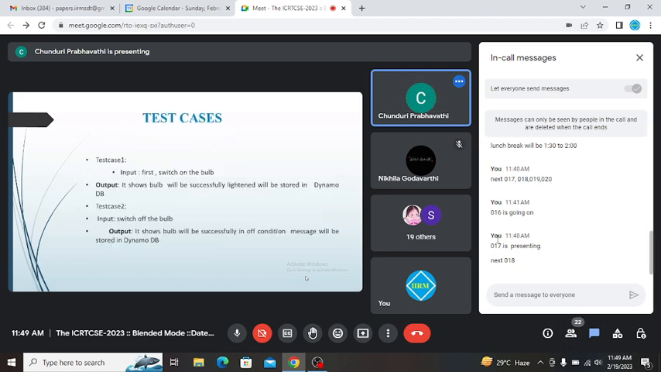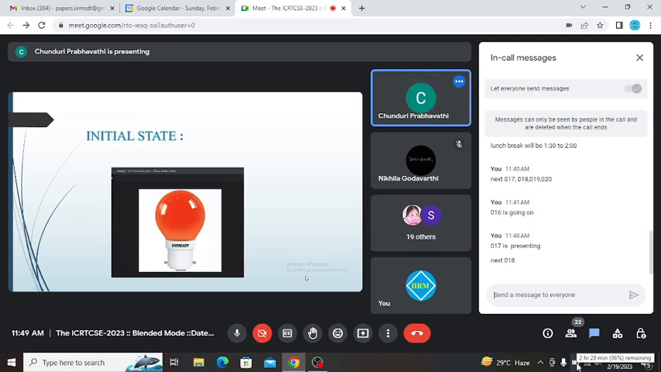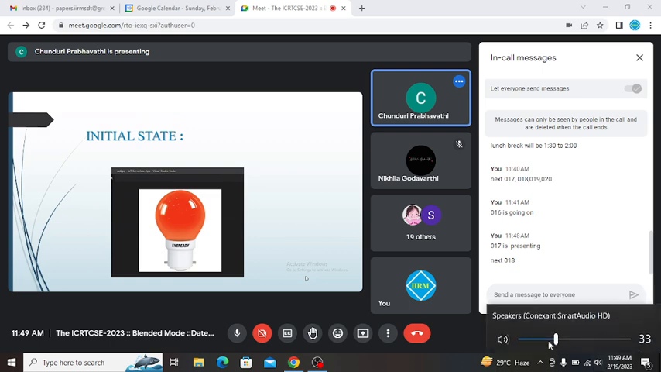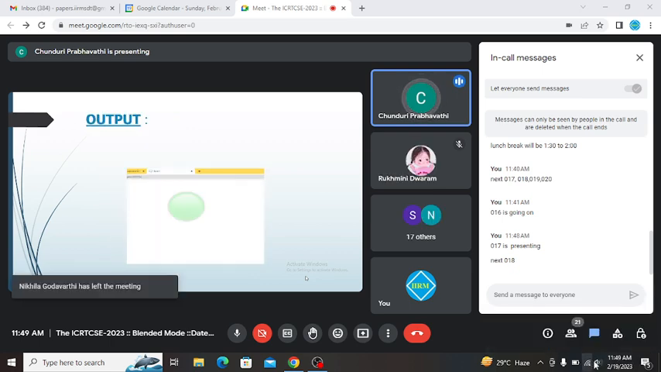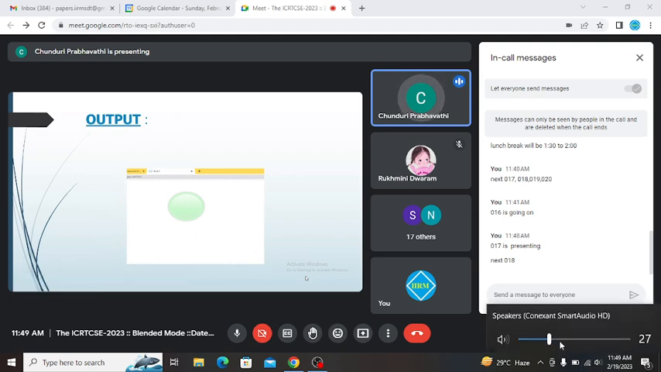Test cases. In the first test case, if we switch on the bulb here, it shows the bulb is successfully lit, and all the results can be stored in the DynamoDB database. And this is the initial state. And the bulb on result: the bulb is on. And this is the output. The bulb is switched on successfully at the remote area.